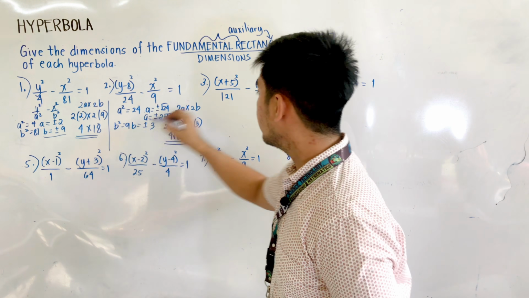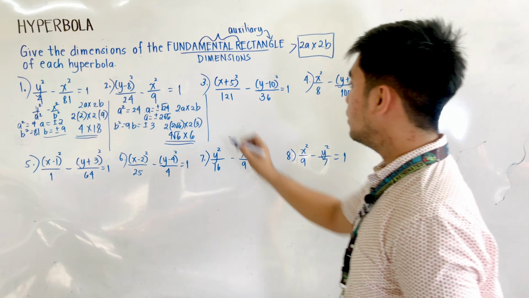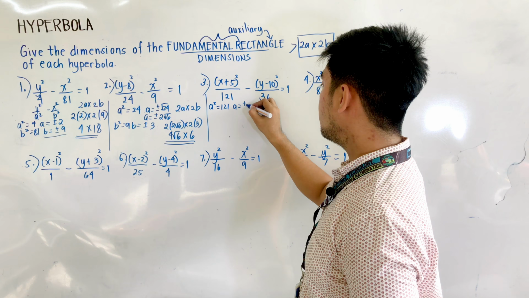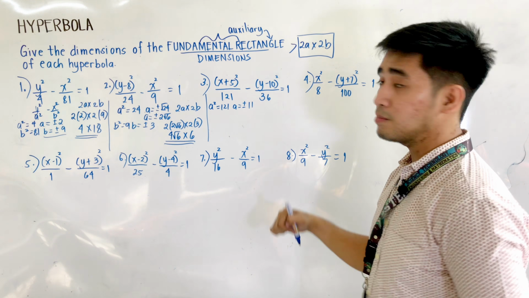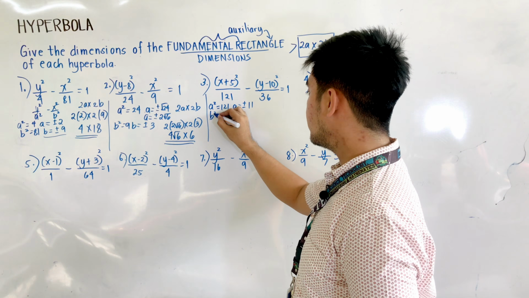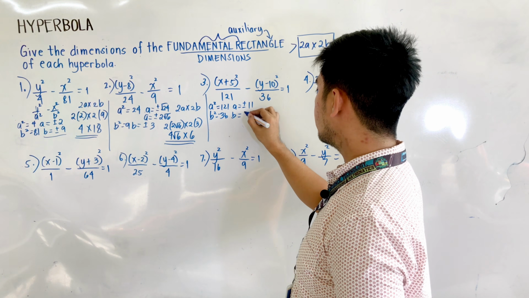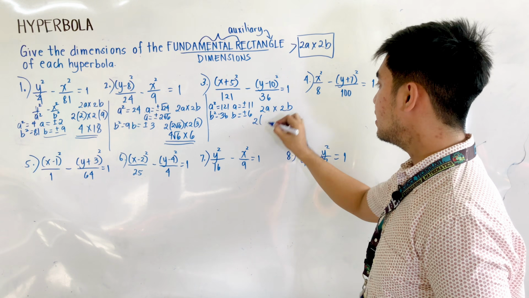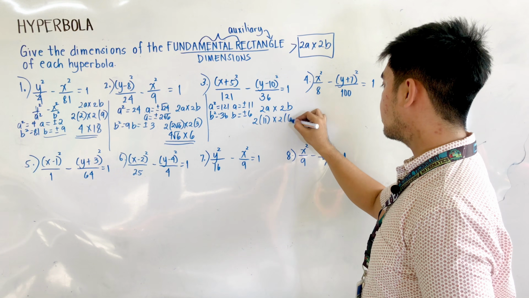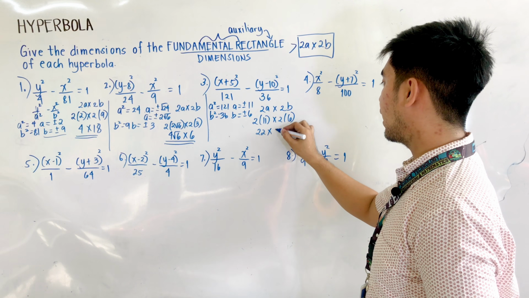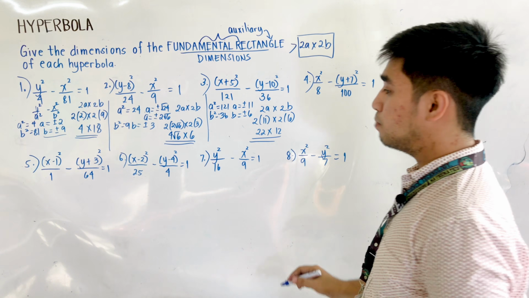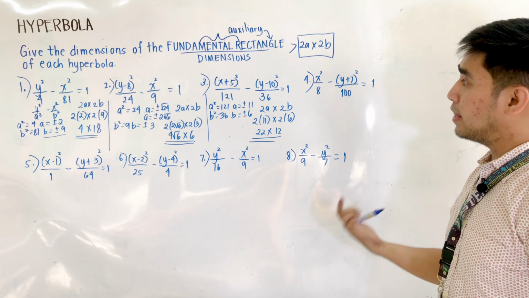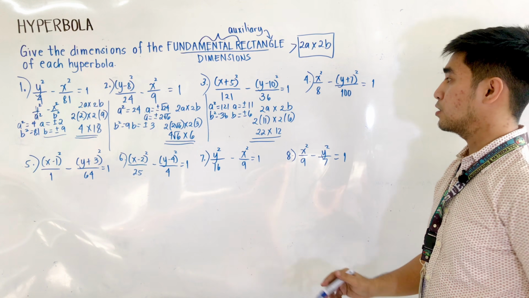How about the third one? For the third one, our a squared is equal to 121, and our a is equal to plus minus 11, because 11 times 11 is 121, and b squared is equal to 36. Therefore, b is equal to plus minus 6. Using the formula 2a by 2b, this is 2 times 11 by 2 times 6, that is 22 by 12. Again, 22 by 12 is the dimension of the fundamental rectangle of the given equation.